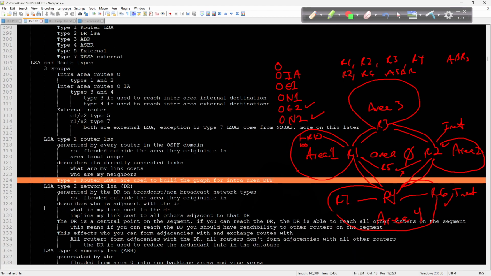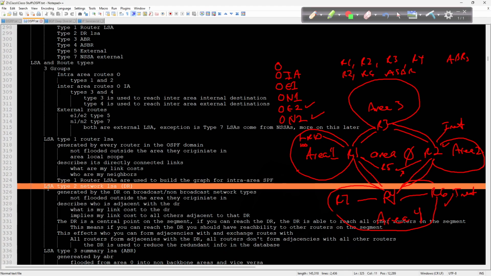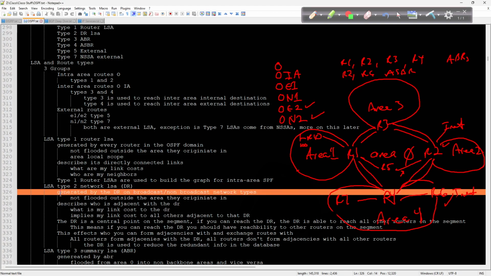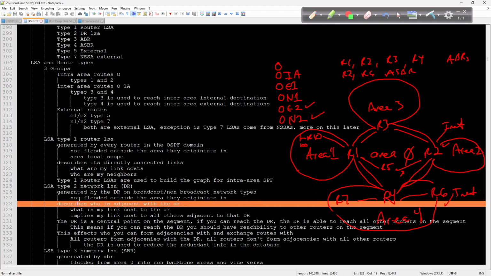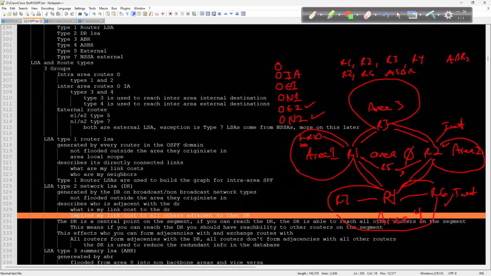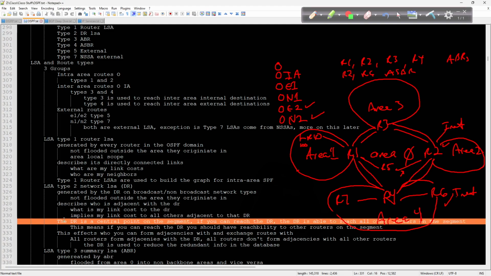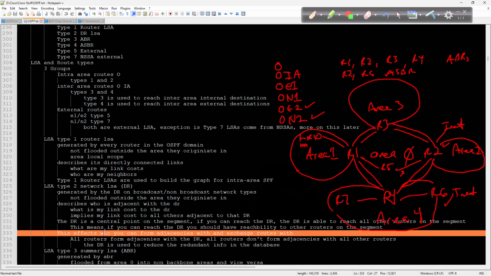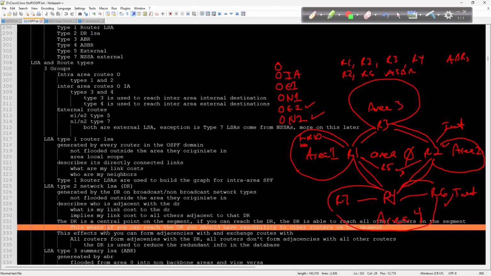Then we get into Type 2 LSAs, the DR LSA. This one can be turned off if you use point-to-point network types. Generated by the DR on broadcast and non-broadcast network types, not flooded outside the area it originated in. It describes who is adjacent with the DR. What is my link cost to the DR? That implies my link cost to all others adjacent to the DR. The DR is a central point on the segment. If you can reach the DR, you should have reachability to the other routers on the segment.